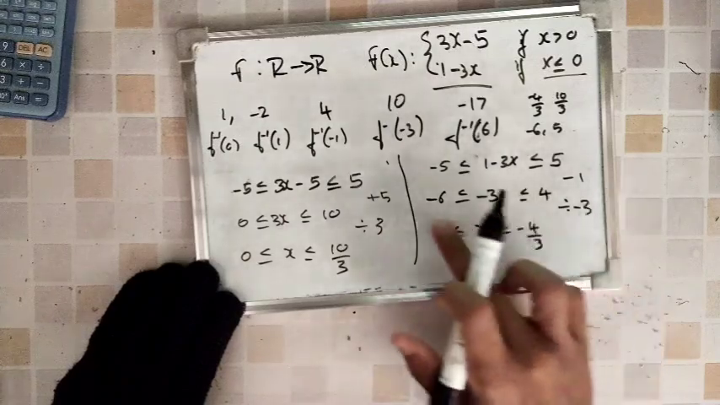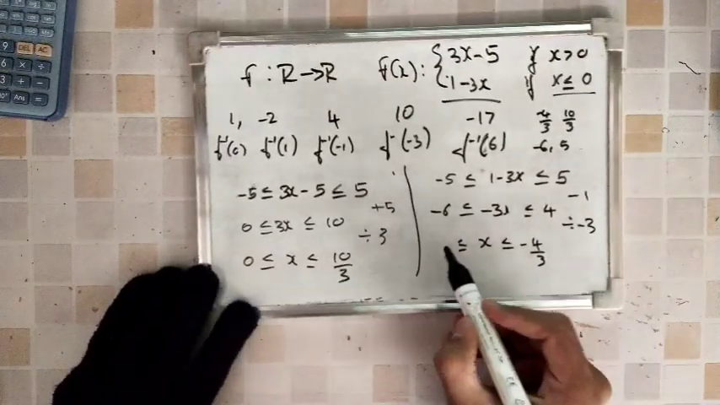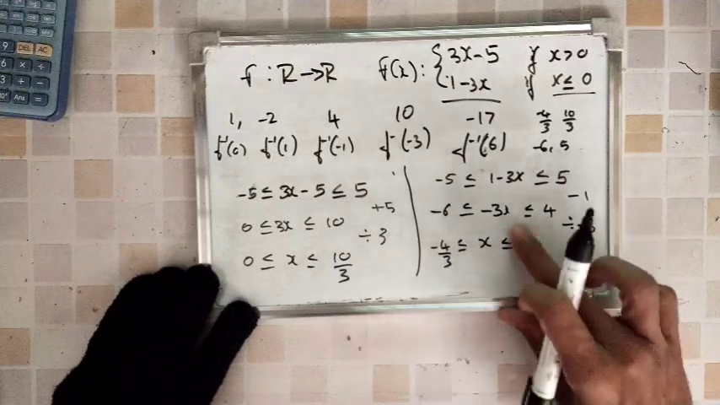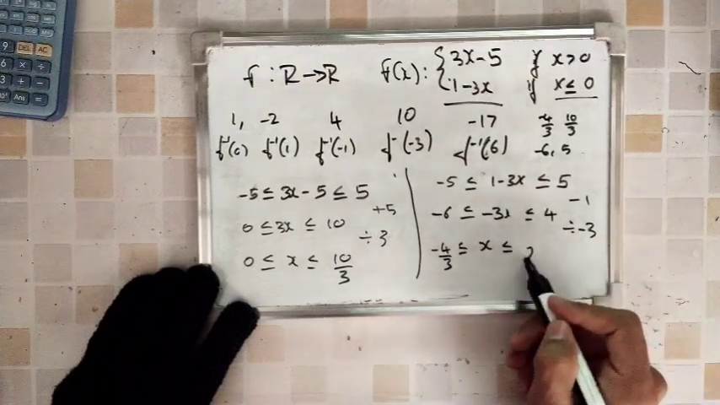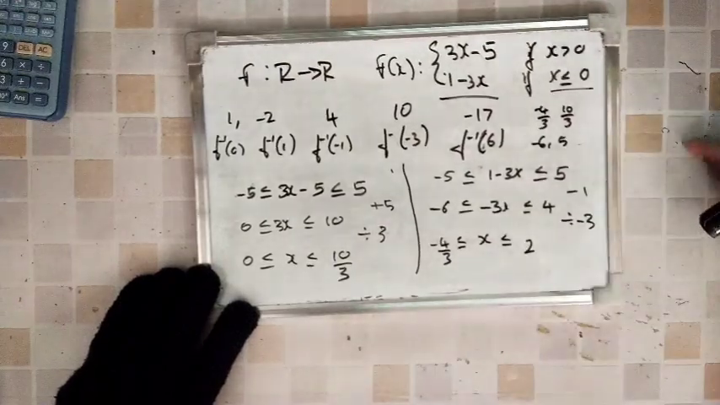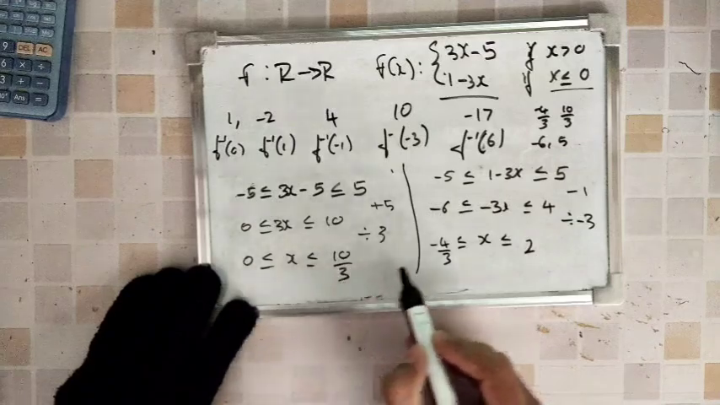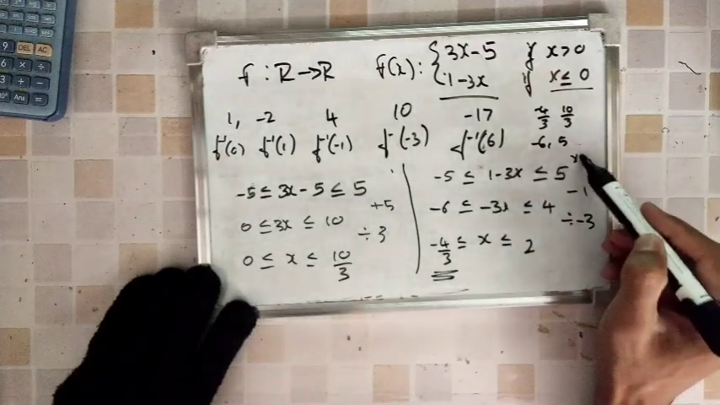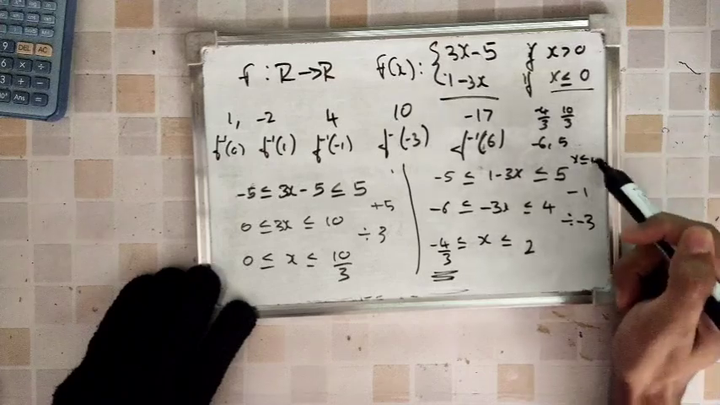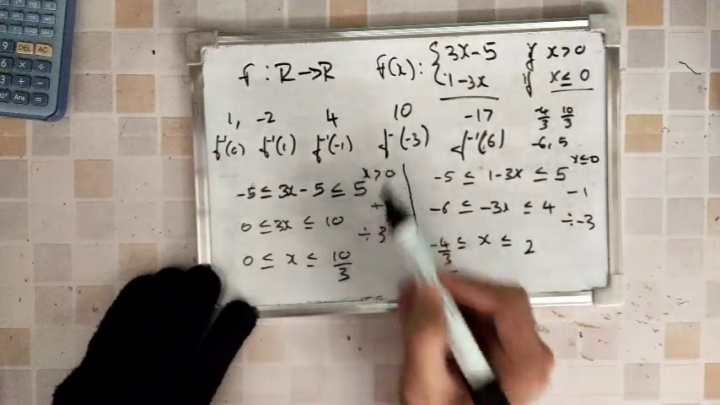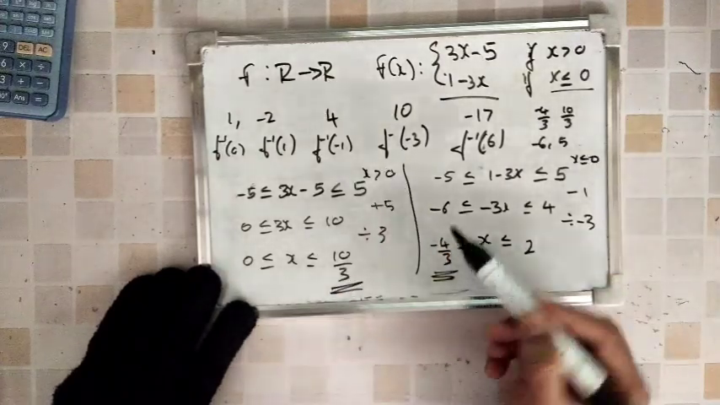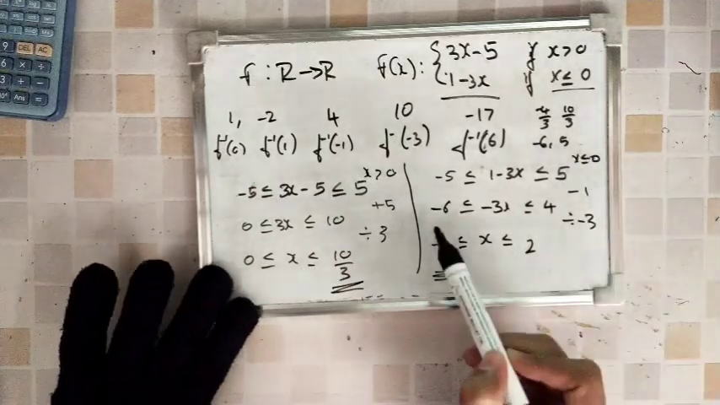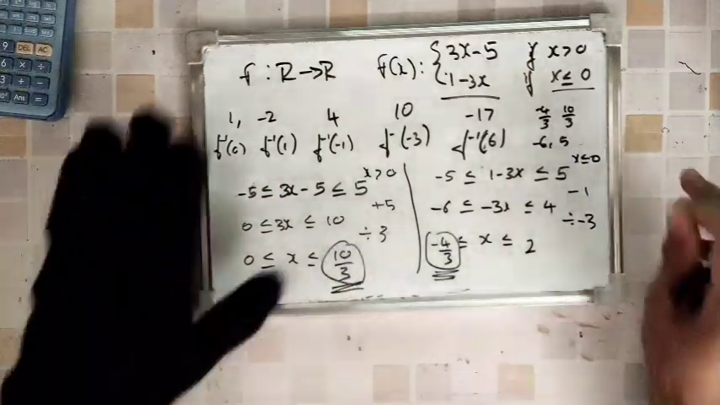I will rearrange it. So I will write minus 4 by 3 here, then I will write 2 here. So then from this, I will take the lower limit from the x less than or equal to 0 part, which is minus 4 by 3. From x greater than 0, I will take the higher value, 10 by 3. So even for minus 5 comma 5, I get the same answer.